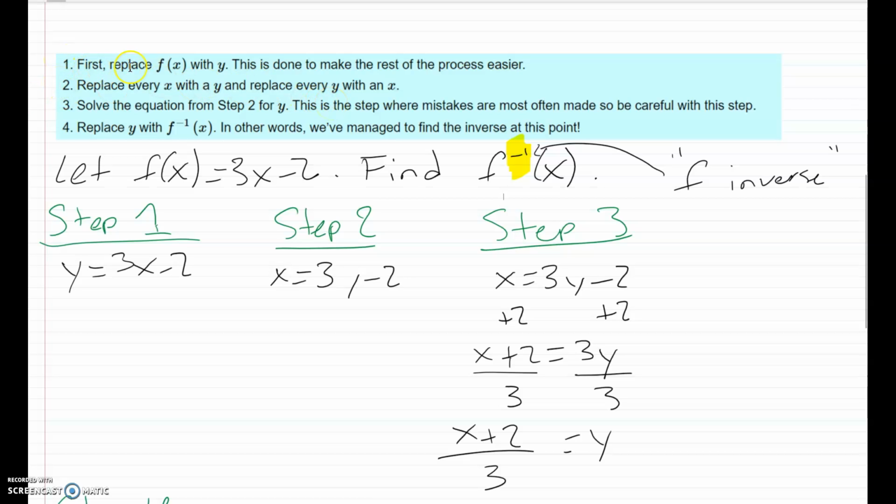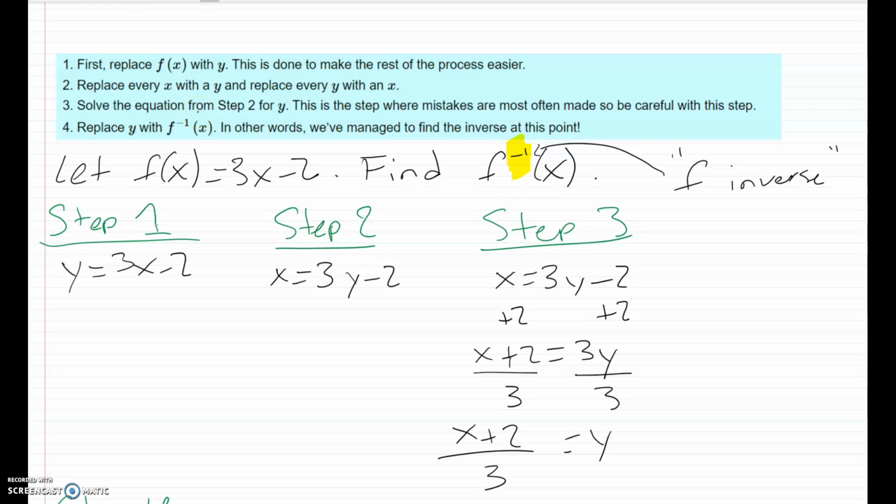First step, replace f of x with y. And honestly, I'm sure a lot of you guys want to do that anyways, because this is really funky notation. So let's just switch it back to what we've been used to. y is equal to 3x minus 2. Next step, replace every x with a y.